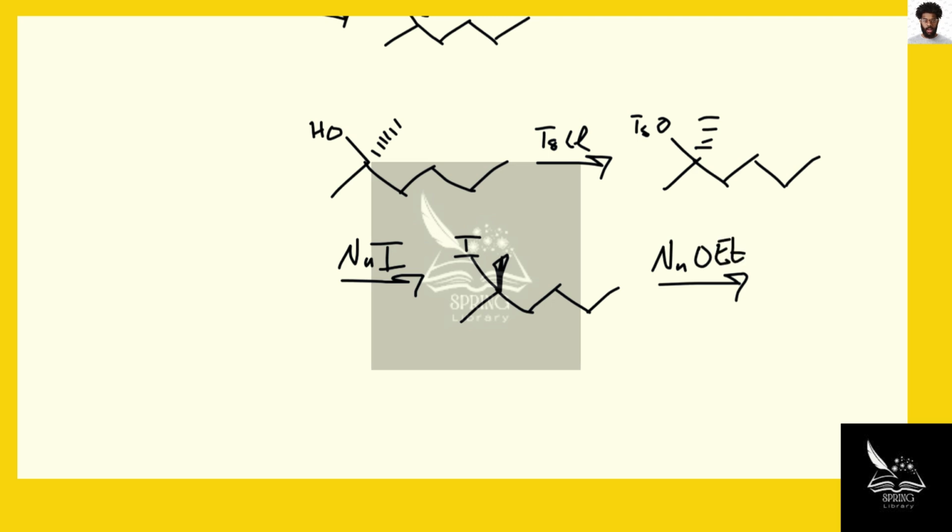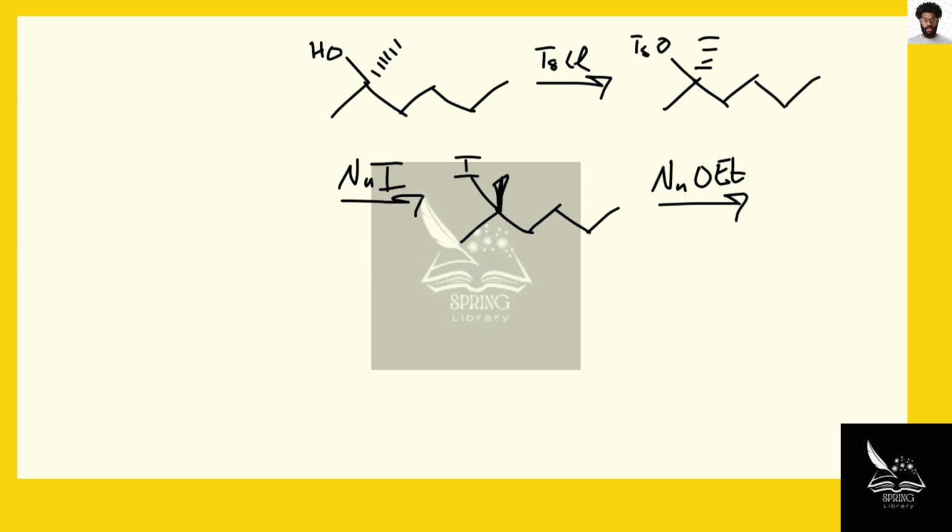Right, which would, again, the iodo group would be the leaving group, ethoxide would be the nucleophile, but we would get inversion because this is an SN2 reaction again. And so that inversion would bring us back to the original stereochemistry.